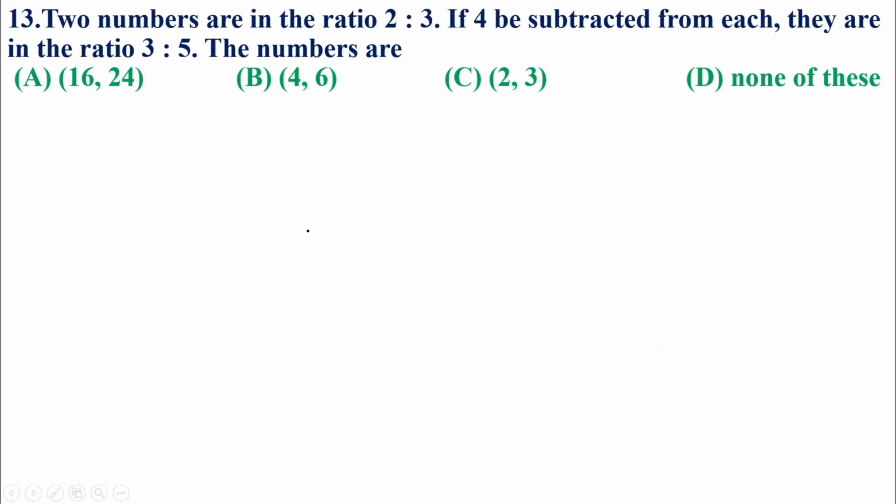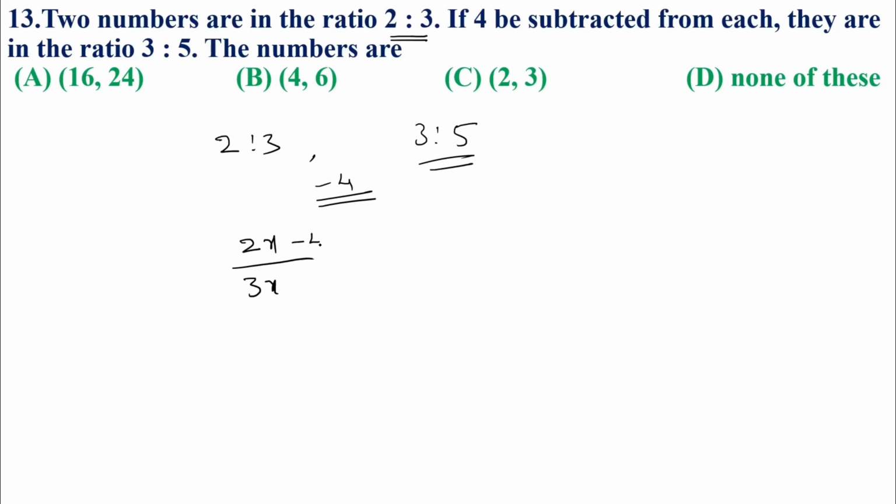Two numbers are in the ratio of 2 is to 3, and 4 is subtracted from each. So the ratio will become 3 is to 5. How to calculate? The numbers are 2x, 3x. 4 is subtracted from each, so minus 4, minus 4. This will become 3 by 5.